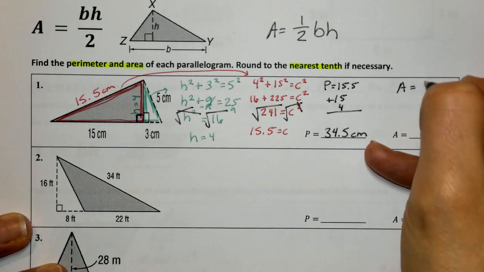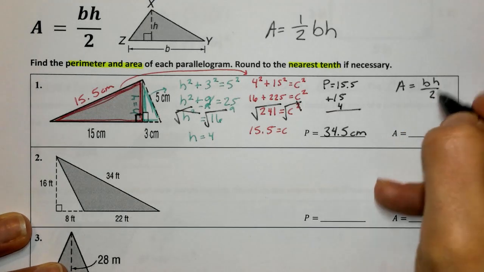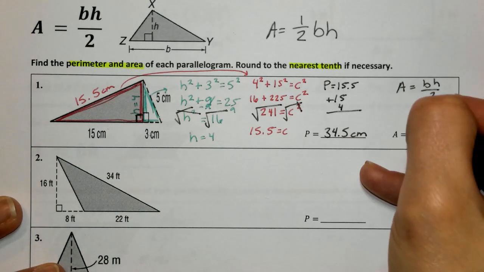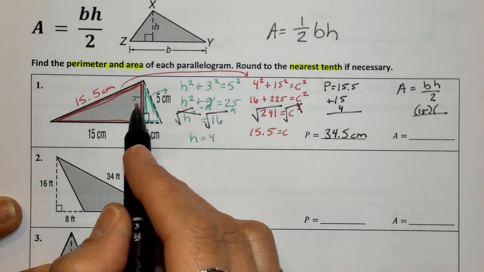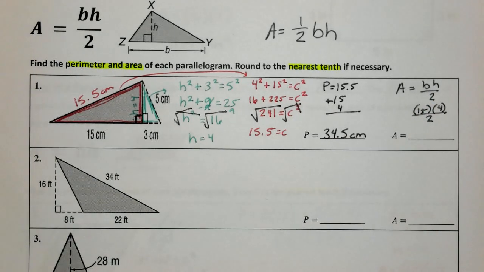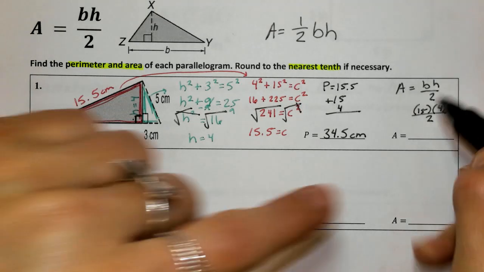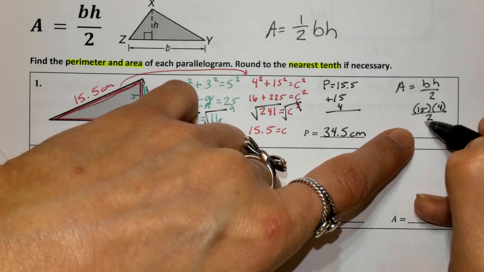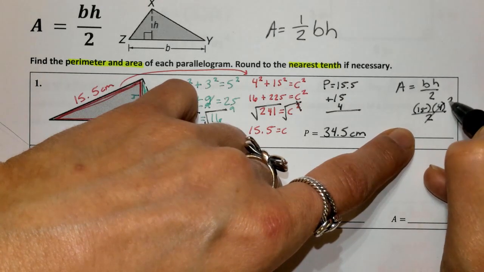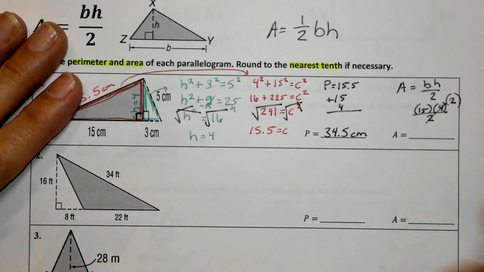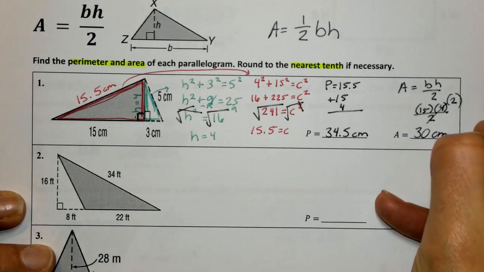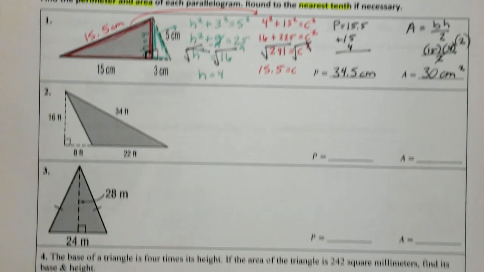For area, base times height divided by 2. We have base, it does not include this 3, it's only this 15, times the height that we found, that was 4, all divided by 2. And as a little trick, when you're multiplying 2 numbers in the numerator, you can divide this out. So instead of 15 times 4 divided by 2, we have 4 divided by 2 is 2. So we just multiply 15 times 2. If that confuses you, just type in 15 times 4, divide by 2. We end up with 30 centimeters squared. It's a lot of work.